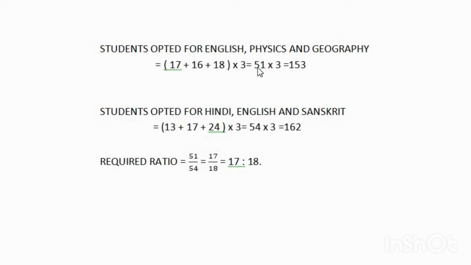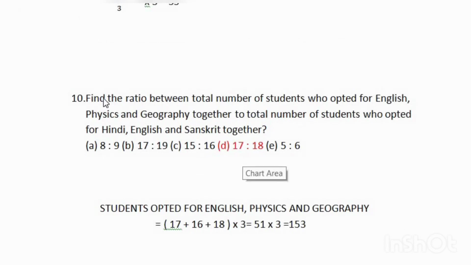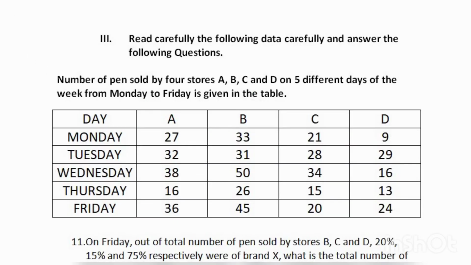So simply you have to find out the ratio 51 is to 54. Understood? So 51 by 54 it is. On simplifying you will get 17 by 18, or in terms of ratio you will write 17 is to 18. So which option? Option D. Going to the last question of this video.